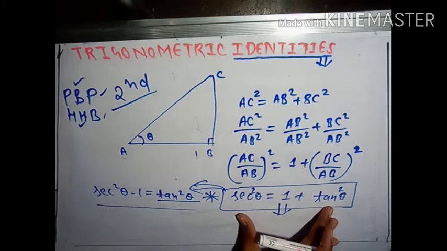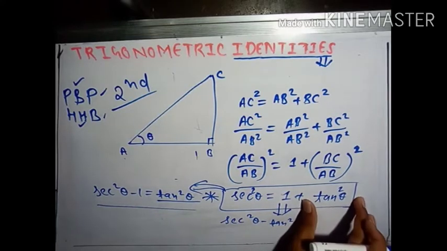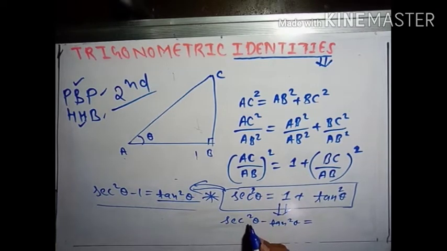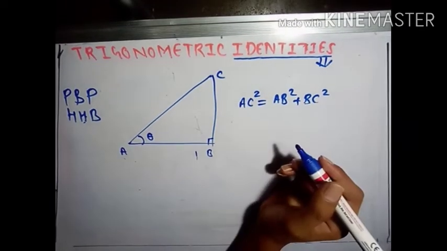Now as I derived the previous identity, sin square theta plus cos square theta is equal to 1, let's write this identity in that form. See, sec square theta minus tan square theta. I am bringing tan square theta to the left hand side. Sec square theta minus tan square theta is equal to 1. So this is your second identity. Now please keep this identity in your mind and let's move to the third identity.